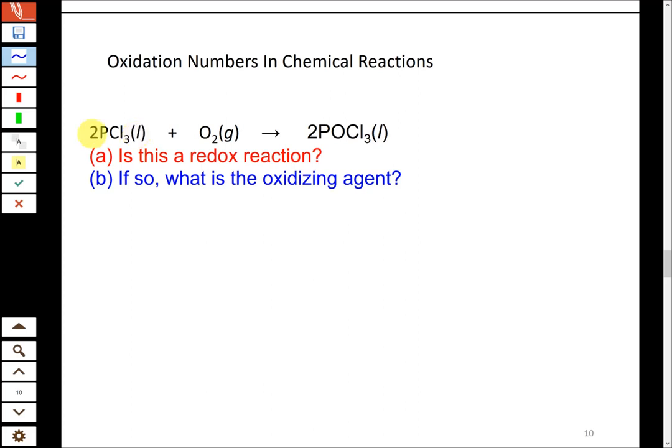So we don't have to worry about coefficients when we're assigning oxidation numbers, we just have to worry about the formula of each compound in the reaction. All right, so for PCl3, we said that chlorine is almost always -1 unless it's bonded to something more or less negative like fluorine, or it's a central atom. So here, with chlorine being the outer atom, chlorine is going to be -1.